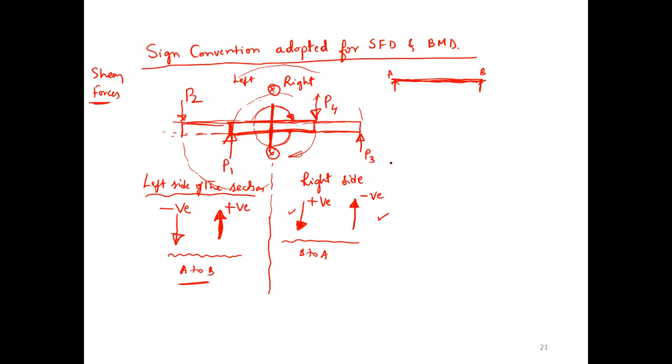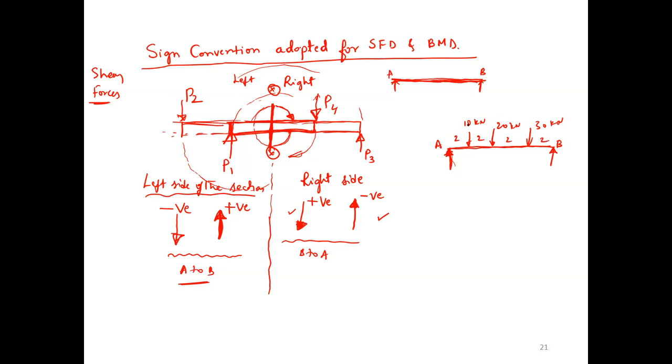Any doubts? Okay, I will take one example, then you will get the idea. A simply supported beam AB. This is A and this is B. Now I will give 10 kilonewton, 20 kilonewton and 30 kilonewton forces. Now what is the first step? Reaction. For the reaction, say I'll give 2 meters, 2 meters, 2 meters, 2 meters.